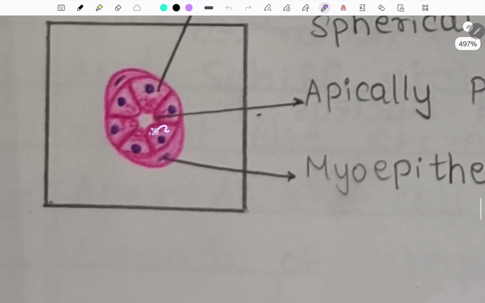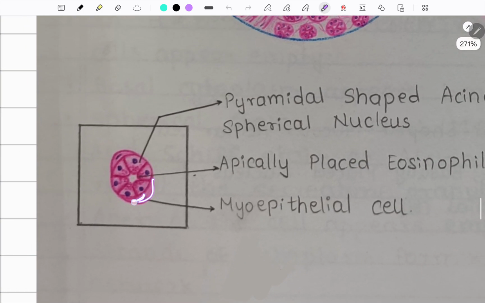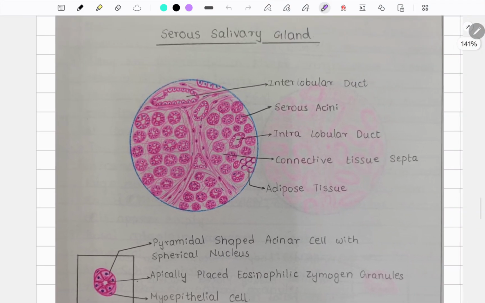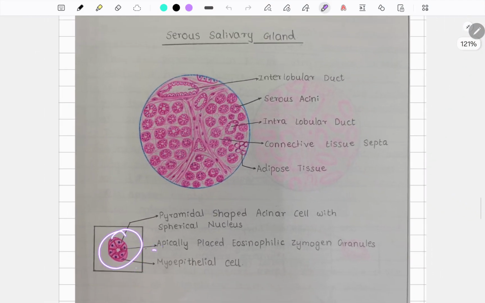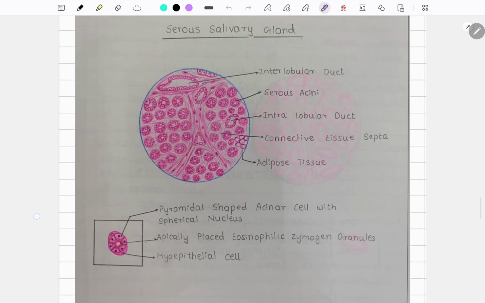As you can see, I have drawn over here eosinophilic zymogen granules and epithelioid cells also in the enlarged diagram, in the inlet diagram. And in the normal diagram you will draw interlobular duct, serous acini, multiple serous acini. Then there will be intralobular duct, the connective tissue and the adipose tissue also present. Drawing this inlet diagram is very important for the salivary glands chapter.